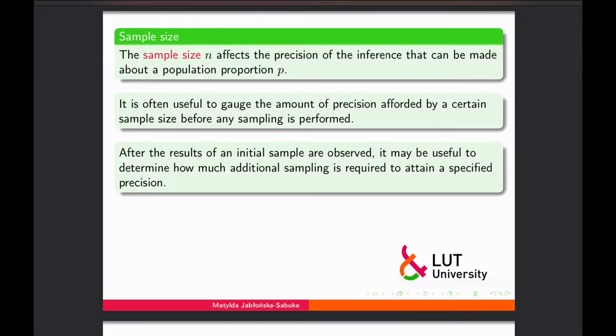So the sample size n affects the precision of the inference that can be made about the population proportion. And it is often useful to gauge the amount of precision afforded by a certain sample size before any sampling is performed. And after the results of an initial sample are observed, it may be useful to determine how much additional sampling is required to attain a specific precision.